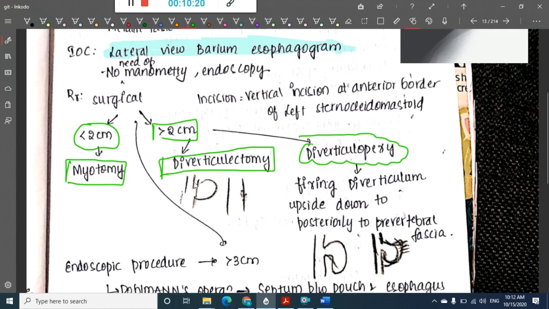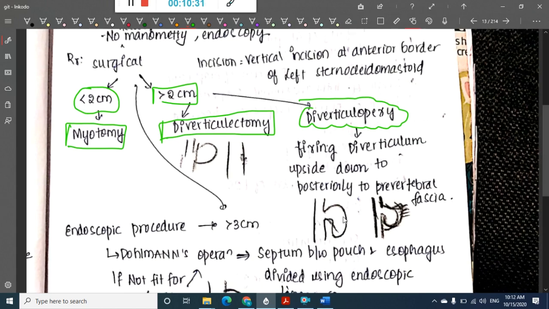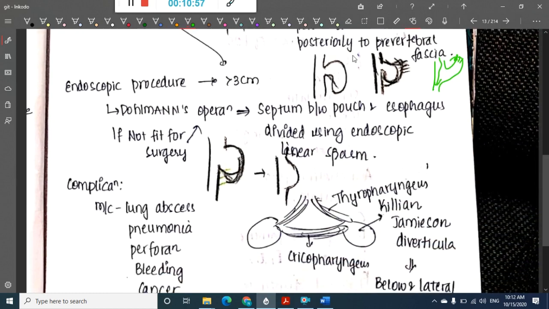What is diverticulectomy? See, this is the diverticulum. We give the incision here, remove the whole diverticulum and suture it. Okay, so this is diverticulectomy. Then what is diverticulopexy? In diverticulopexy, we fix the diverticulum upside down to the posterior vertebral fascia. Once you fix it upside down, the food will go down through gravity. It won't go into the diverticulum. Okay, that is diverticulopexy.